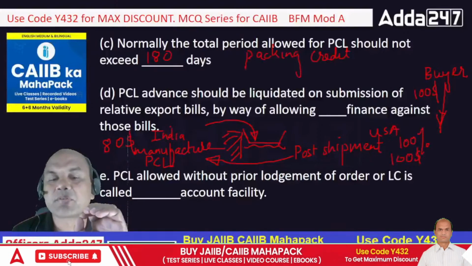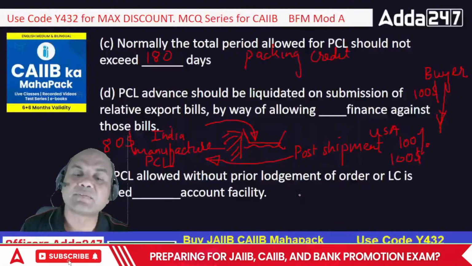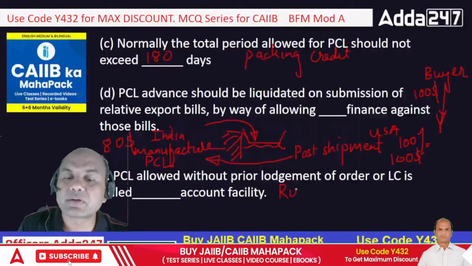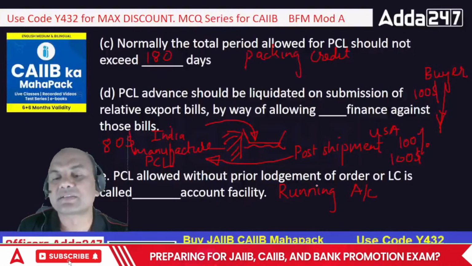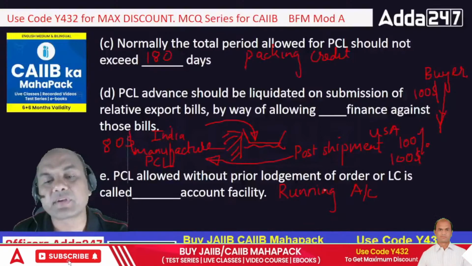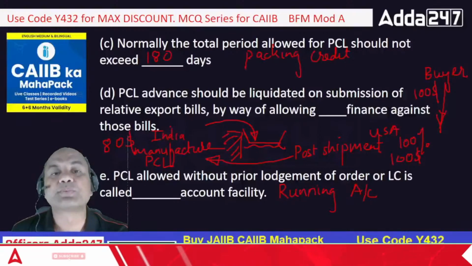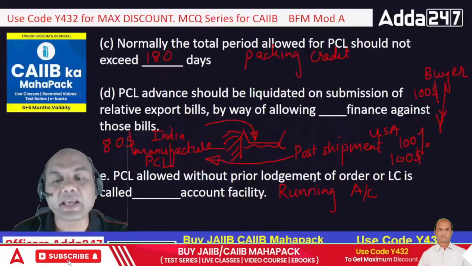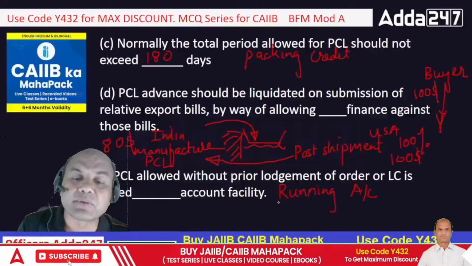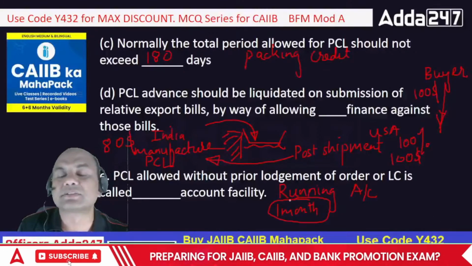But important, remember, without the lodgement of order or LC is called as which type of account? That is called as running account. Running account. But remember, there is a slight catch in this. In the running account, I give the finance without this order or LC, but it doesn't mean that the exporter doesn't have to submit this at all. The exporter has to submit this LC or order within 1 month of giving the finance.